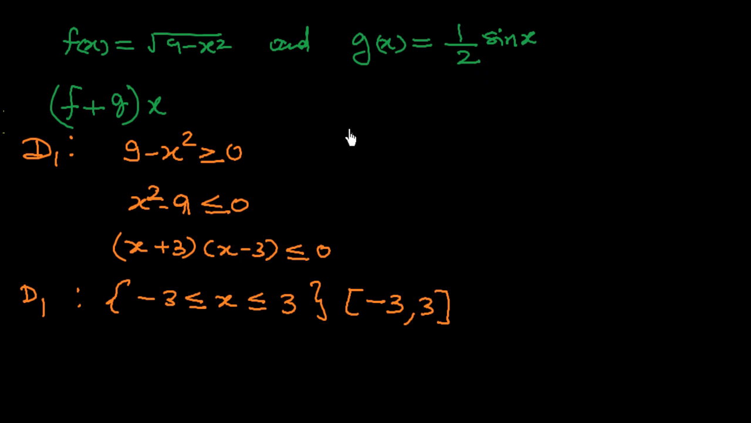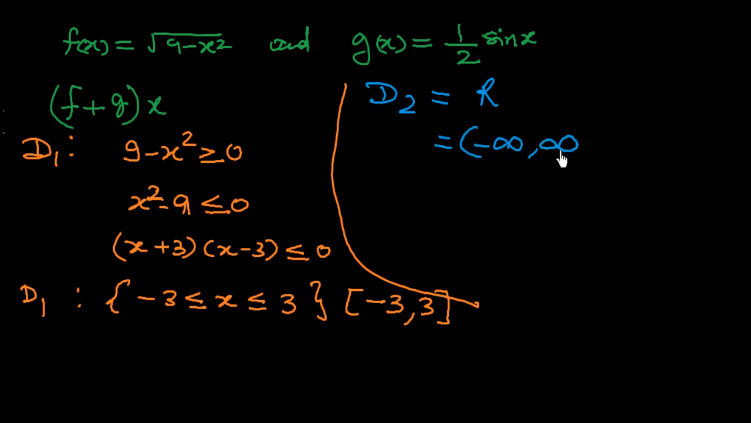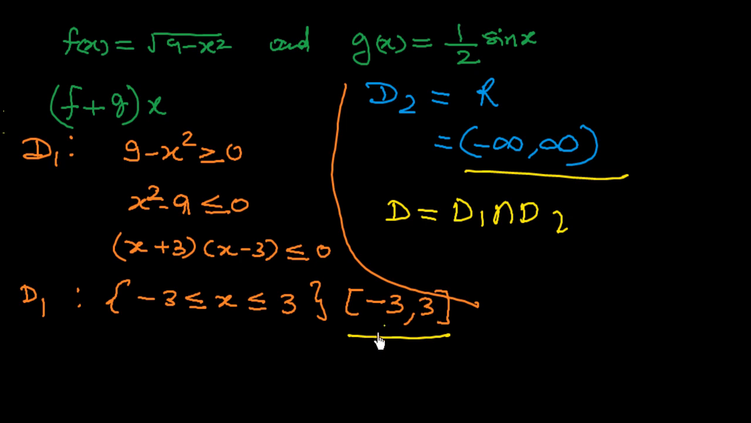Okay, now we have to find out the D2. For D2, g of x is equal to 1 by 2 sine x, and we know that the domain of sine x is R. So we could write it as minus infinity to plus infinity. But to find D, D is equal to D1 intersection D2. So here the intersection would be minus 3 to 3.